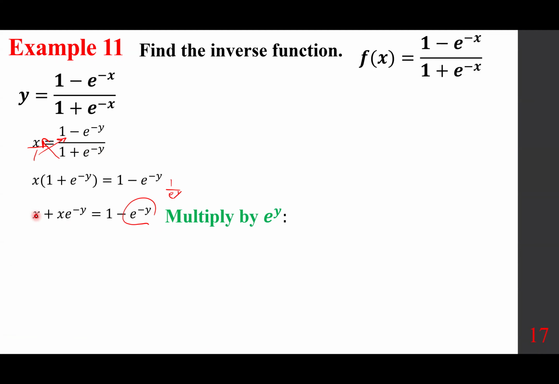This becomes e to the power of y times x, or x times e to the power of y. This becomes x because e to the power minus y and e to the power of y become e to the power of 0, or 1. This becomes e to the power of y. Again, the product of these two is 1. So I hope you can see this. This is elementary algebra, everybody.